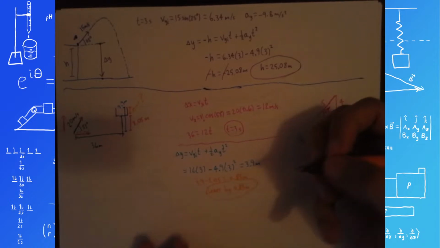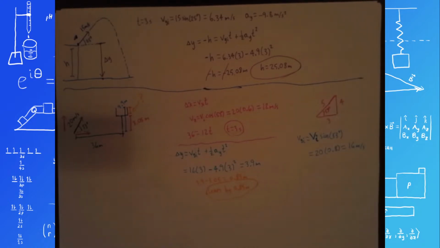If it fell short, same thing. You wouldn't say negative 0.85. You would just say falls short by 0.85 or whatever the number happens to be if it was less than 3.05.